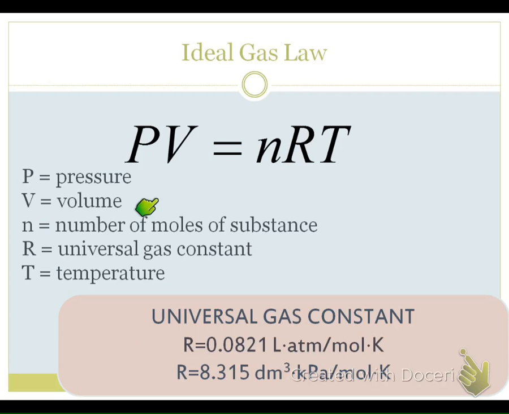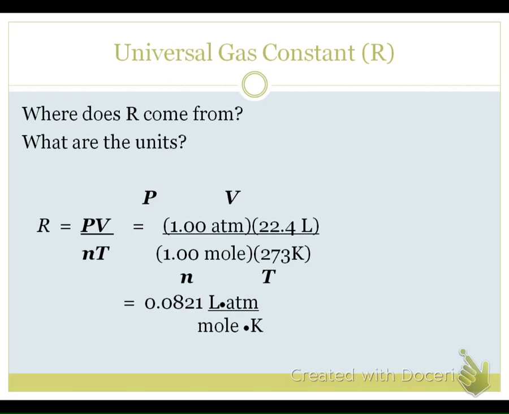So every time we use this ideal gas law, we've got to have our variables in those units. In order for R, this gas constant, to work, it's got to have the correct units surrounding it. So this is R and how it came about, kind of.